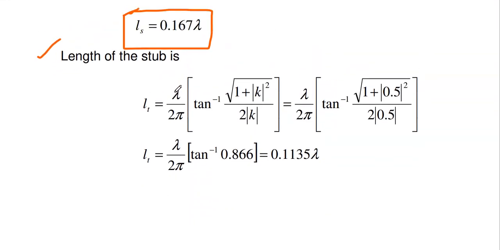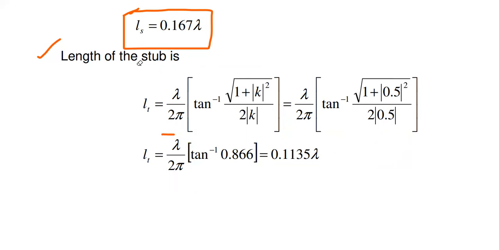What is the formula for length? The length is equal to lambda by 2 pi tan inverse of square root of 1 plus modulus k squared, divided by 2 into modulus k. Here there is no phi value, only modulus k value. So lambda by 2 pi tan inverse square root of 1 plus 0.5 squared divided by 2 into 0.5. You set your calc in radian mode, so the answer is 0.1135 lambda. Keep lambda as it is, and calculate the remaining in calc. This is the length of the stub.